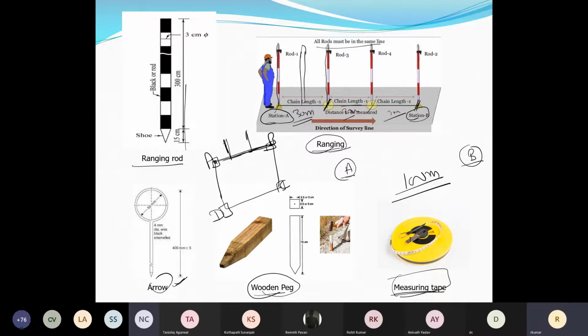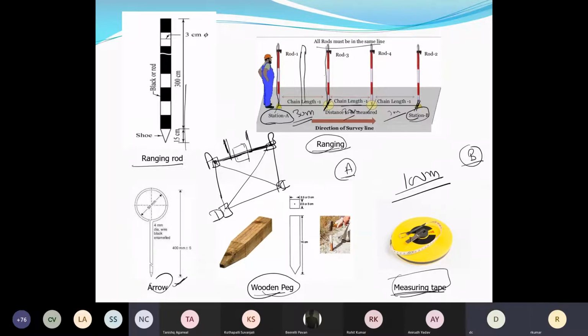Before starting this survey, we should go to the field and do the reconnaissance survey. Why? There should be linear measurement, there should be no building. It means the intervisibility of the stations: stations A, B should be intervisible, B, C, C, D, A, D, B, D, all are intervisible. Then we can perform this type of chain survey.